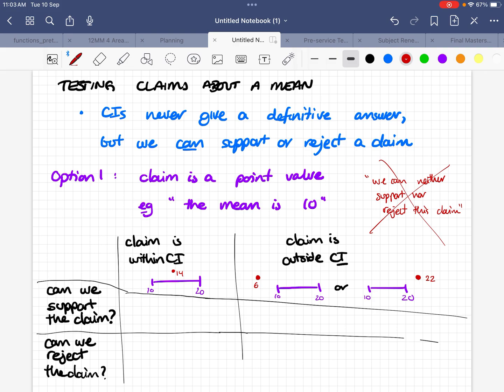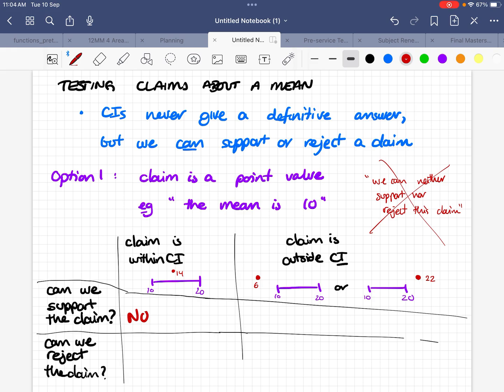So, first of all, our claim value is within our confidence interval. So our confidence interval is, we're saying we're 95% confident the mean is between 10 and 20, and our claim is 14. You might feel like we can support that, but we can't support that. This claim is too strong. We're claiming that it's 14, but maybe it's 15. I have no evidence that it is actually 14 and not 15. All I can say is it's between 10 and 20.